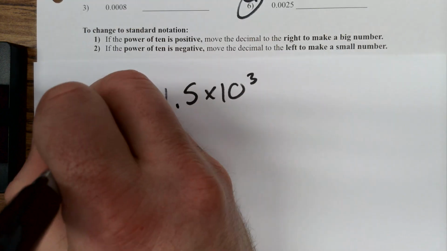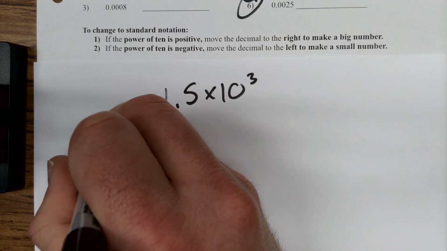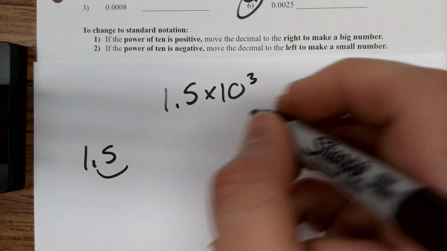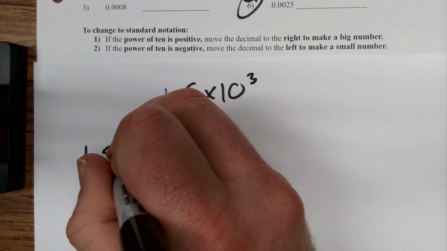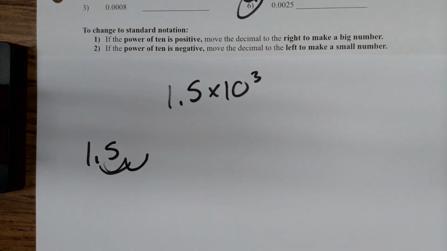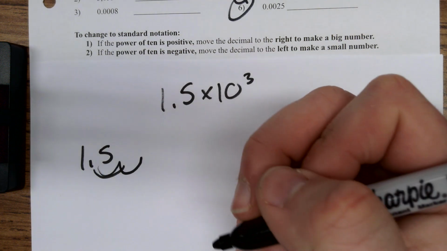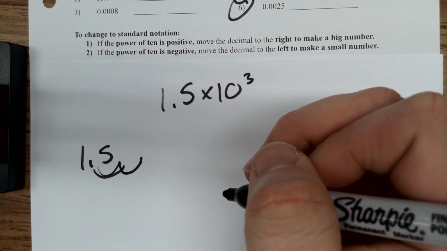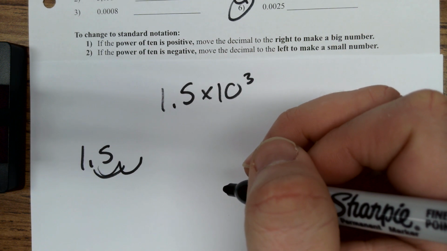So I'm going to rewrite 15. I move it three times. One time, I've made 15. I move it a second time. What am I going to put in front of my decimal here? A 0.